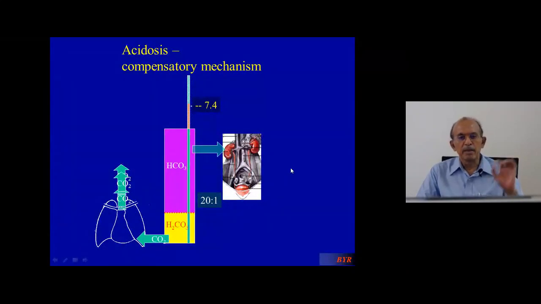So the compensatory mechanisms whenever there is acidosis are, number 1, excretion of H ions by the kidneys, and number 2, excretion of more carbon dioxide by hyperventilation of the respiration by the lungs. These are the two mechanisms.